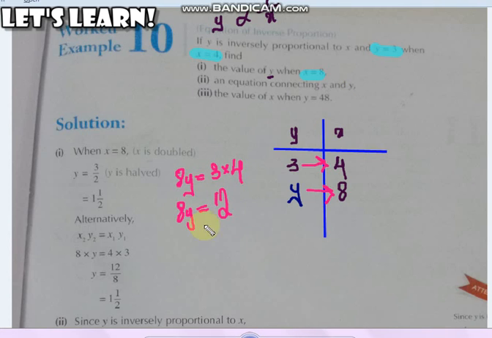So I need to make the y alone. I need to find the value of y. For that purpose I will be making y alone. To make y alone I have to move this 8 from the left hand side of the equation to the right hand side of the equation. So y is equal to 12 divided by 8.